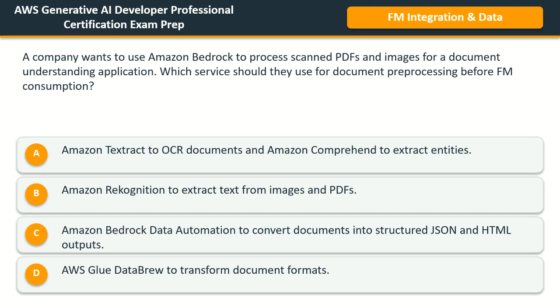A, Amazon Textract to OCR documents and Comprehend to extract entities. Option B, Amazon Rekognition to extract text from images and PDFs. C, Amazon Bedrock Data Automation to convert documents into structured JSON and HTML outputs. Or D, AWS Glue DataBrew to transform document formats. The correct answer is C.